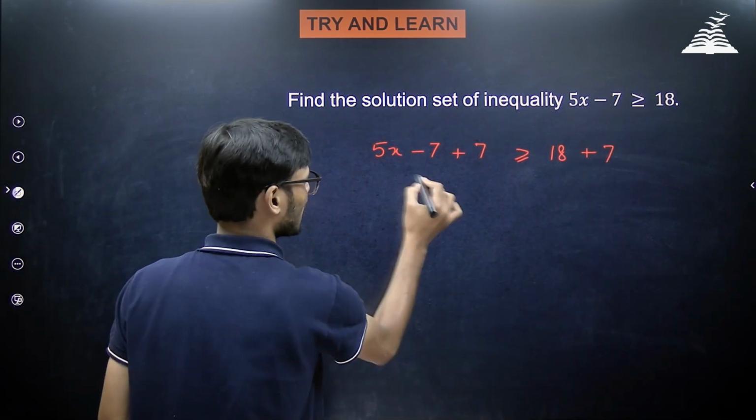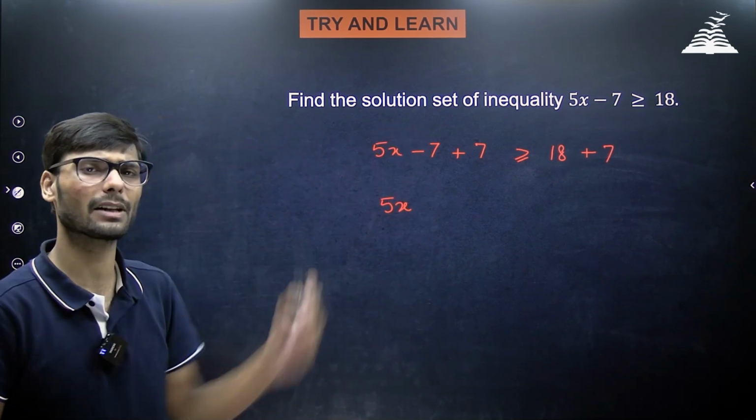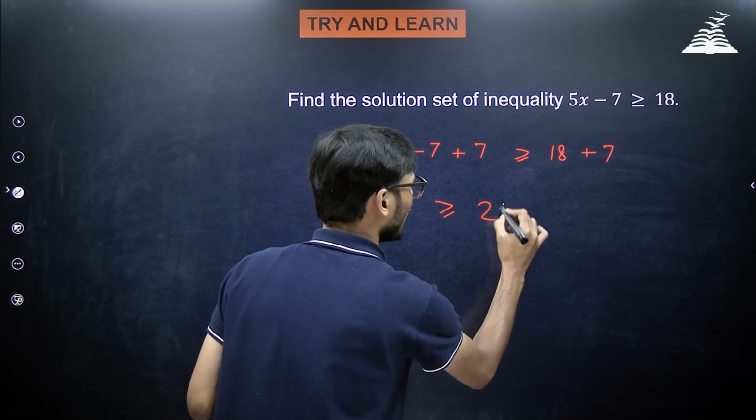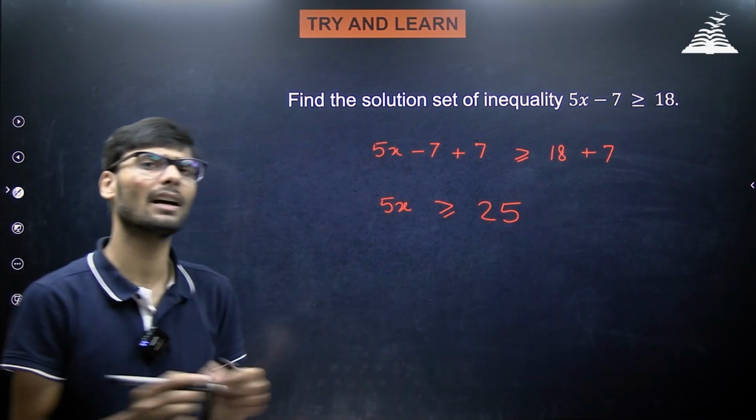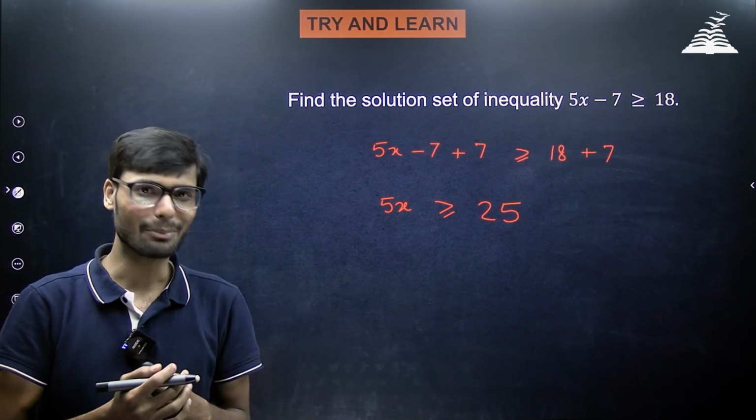Now what does this side become? This becomes 5x, right? Minus 7 plus 7, they will cancel each other. That is greater than or equal to 25, right? Now how do we solve it from here? For that we'll need the rule number 2.